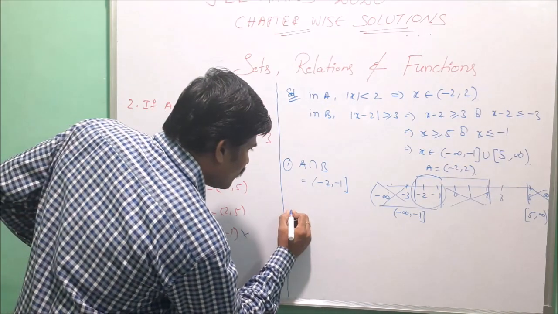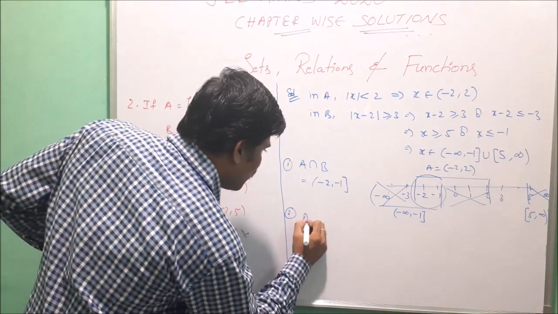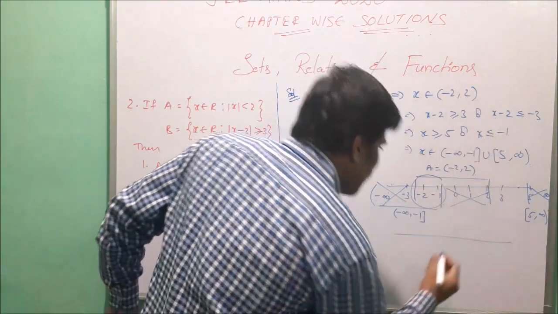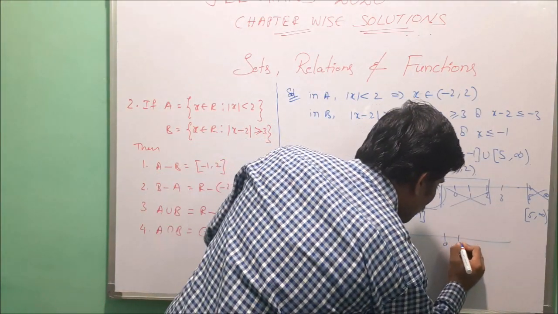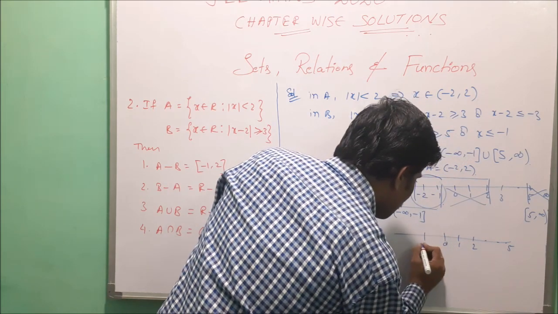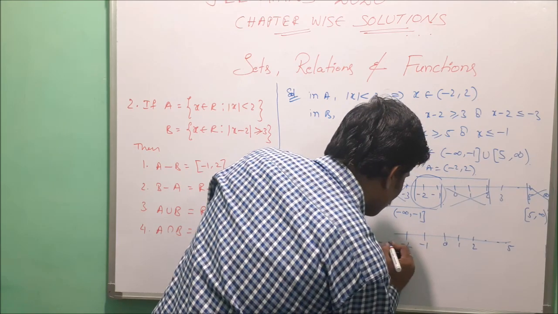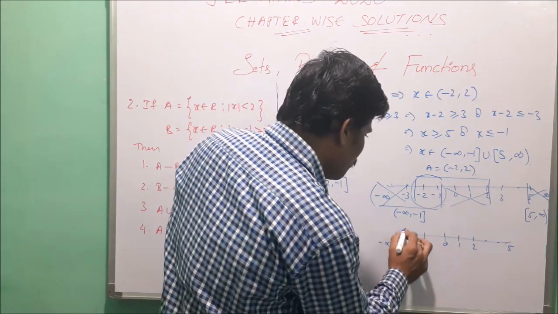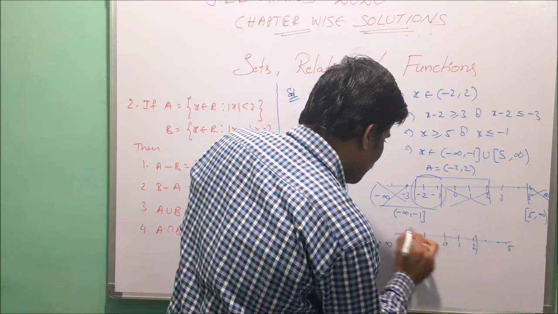Similarly, we find A union B. We take the same real line, that is 0, 1, 2 up to 5, and here minus 1, minus 2 and so on up to minus infinity. Now here minus 2 to plus 2. This is A.